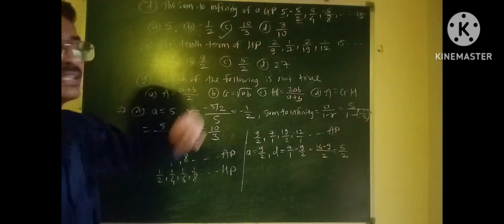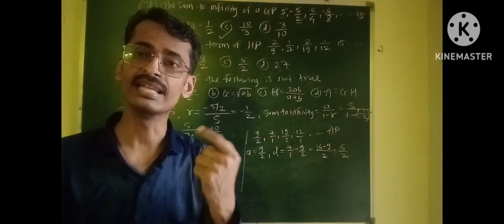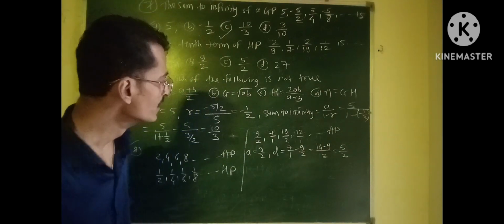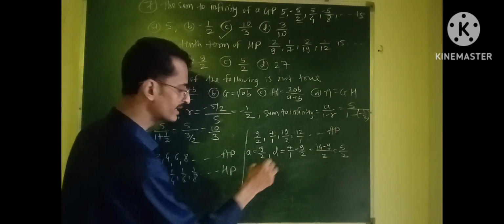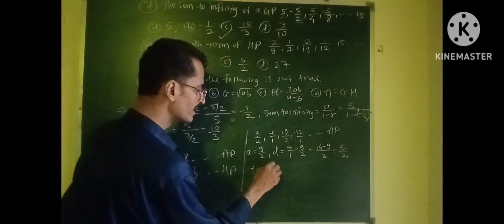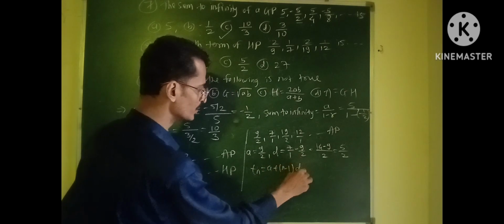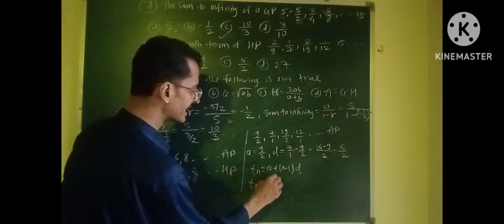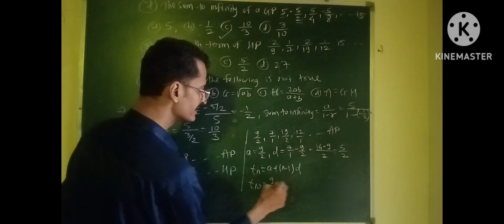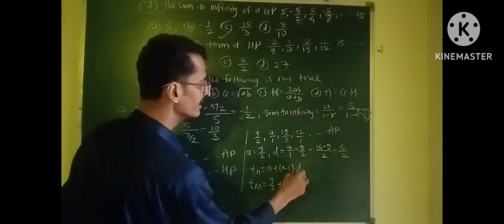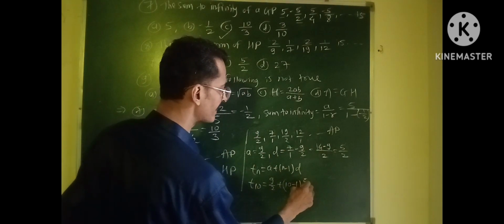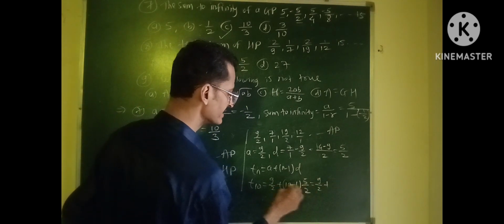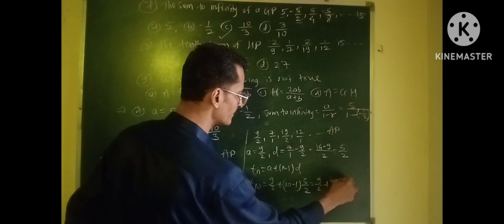Now as we want 10th term of HP, find out the 10th term of AP and then we can write the reciprocal of that by definition. So what is the formula of nth term of AP? Tn is equal to A plus n minus 1 into D. So for 10th term put n is equal to 10. Now A is 9 by 2, n is 10 minus 1 into D. D is 5 upon 2. Okay, so this is 9 by 2 plus 10 minus 1, 9 into 5 upon 2.